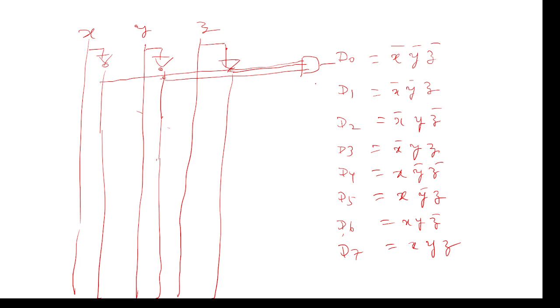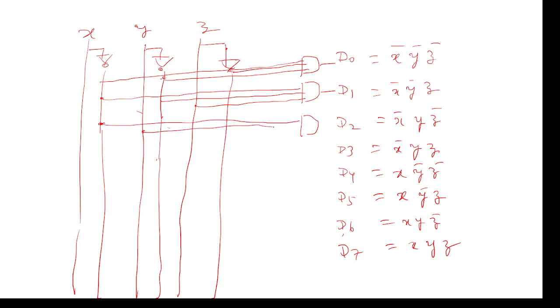And similarly D1 means X bar, Y bar, and Z, so this one is X bar, this is Y bar, and this one is Z. Similarly D2 means X bar, Y, and the third one is Z bar. So like this we can easily draw the logic diagram.